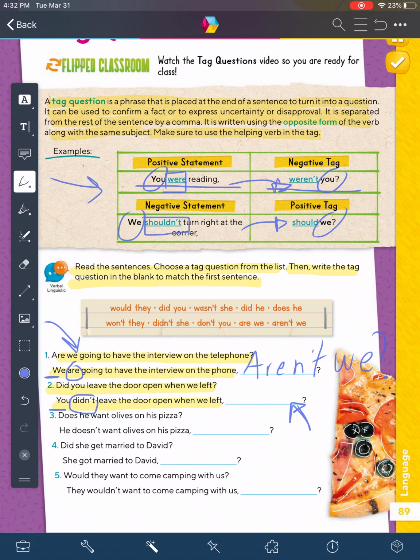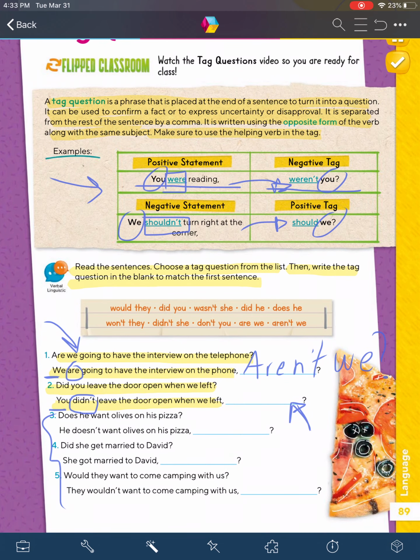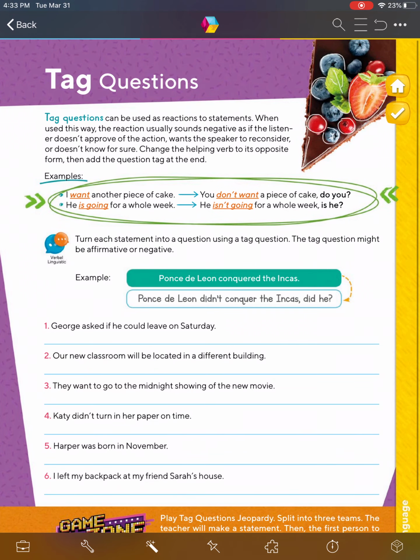Did you? Very good. Now, I think with this help, you are ready to practice with the next 3 sentences. Okay? As soon as you finish, let's go to the next page, page 90, okay? In which we have a little bit more information about tag questions.